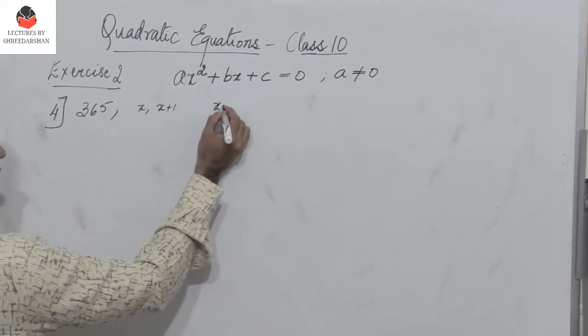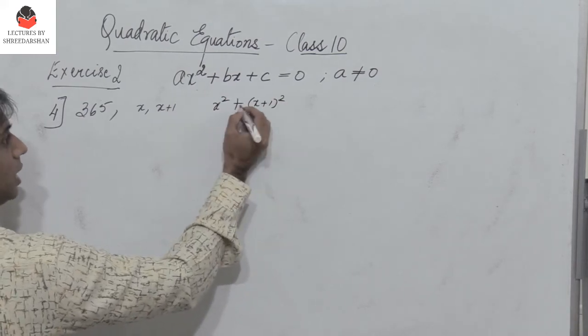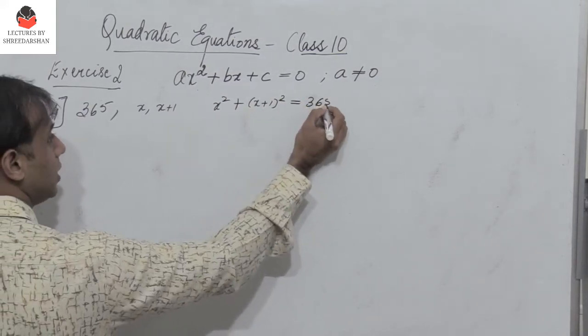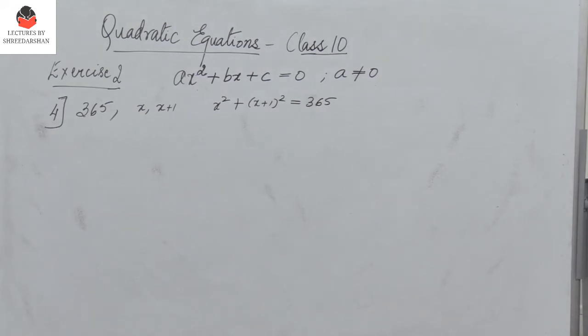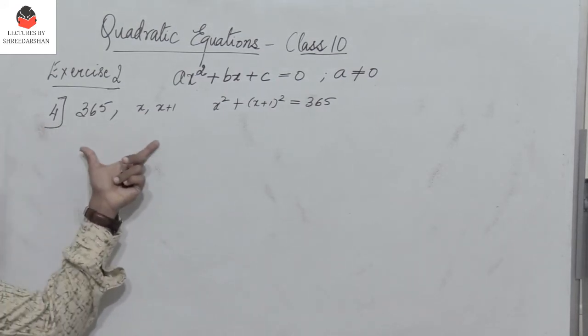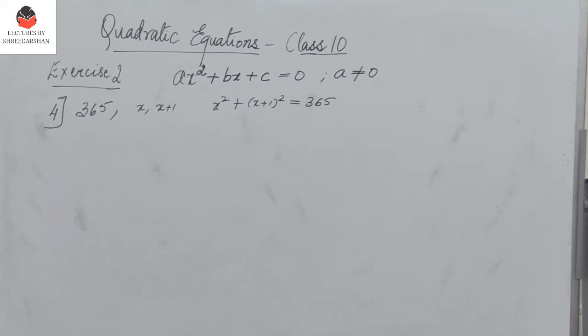I take their squares and I take the sum. And what is that equal to? 365. That is given in the problem. Right? So our main job is to convert the given statement into an equation.